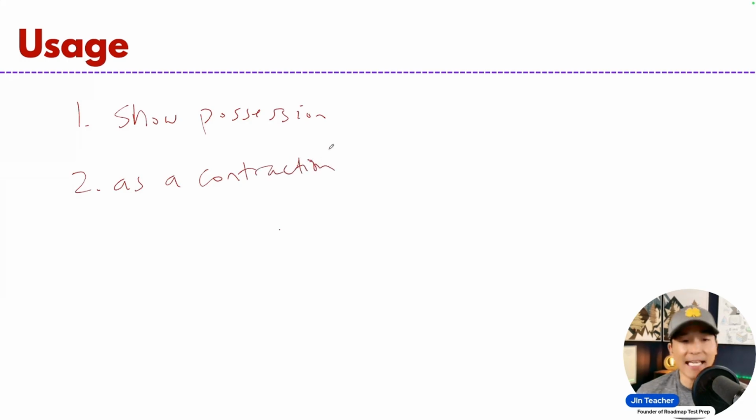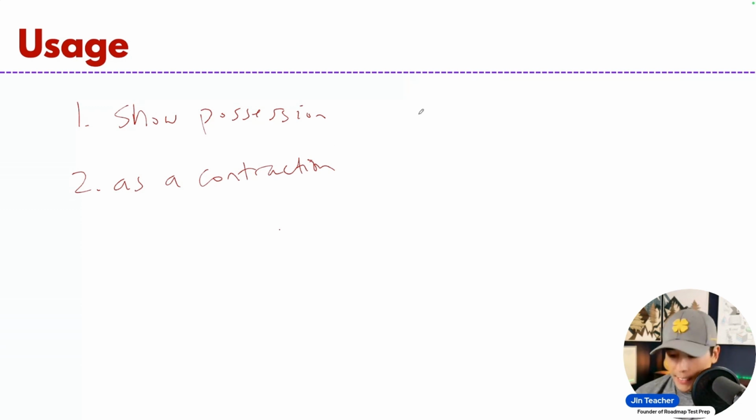So what is possession? Possession is basically when something possesses or owns something else. So when something belongs to someone, or when someone owns or possesses something. It doesn't always have to be a someone. It can be a something owning something, but just understand that there's a relationship between two nouns. Let me give you a couple of examples to make this point clear.